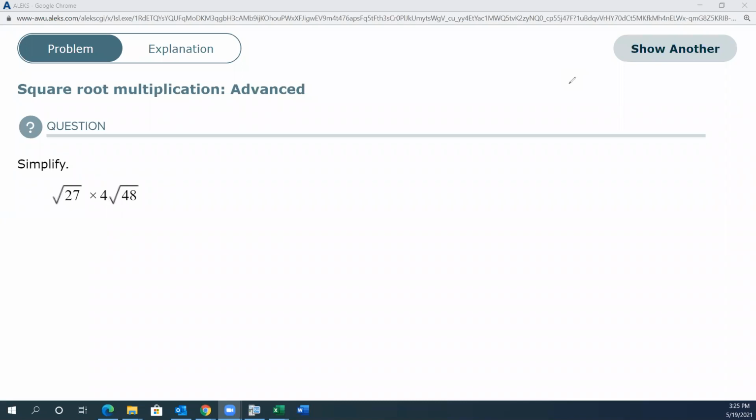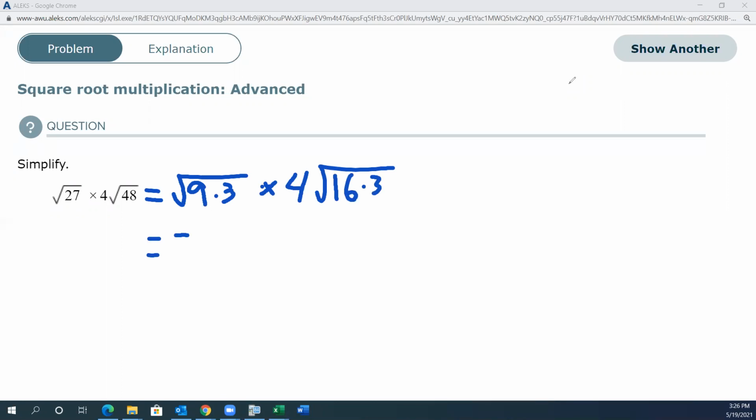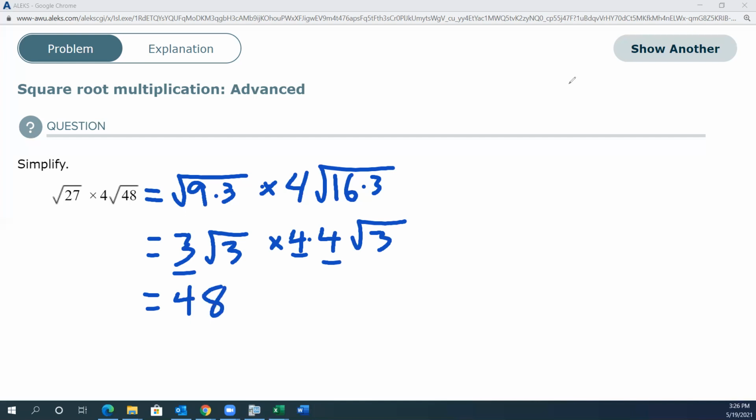Let's do more of that. So I can pull perfect squares out right away, if there are any, or I can just merge the 27 and the 48. Now, 27 times 48 gets kind of big real fast, so I'm going to pull out what I can right away. A perfect square that goes into 27 is 9. And then a perfect square that goes into 48 is 16. So the square root of 9 is 3, and the square root of 16 is 4. And I get 3 times 4 times 4 is 48 times the square root of 3 times 3. But the square root of 3 times 3 is just 3. And that would be 144.